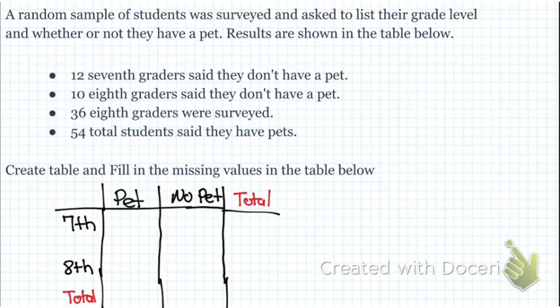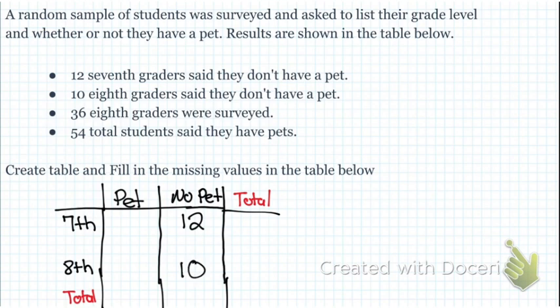Alright, so the first bullet point said there was 12 7th graders who said they don't have a pet. So under 7th grade, I'm going to go no pet and put a 12. Then it said there was 10 8th graders that said they don't have a pet. So there was 10 8th graders with no pet, so I'm going to put 10.